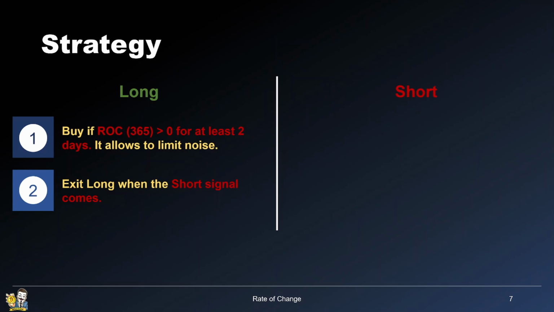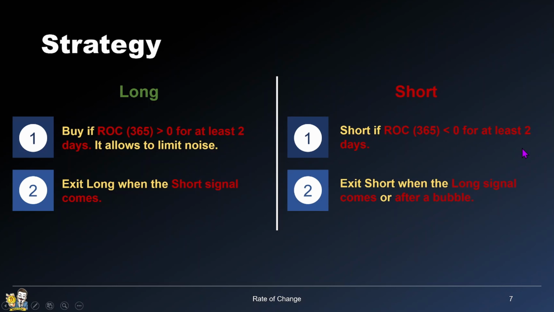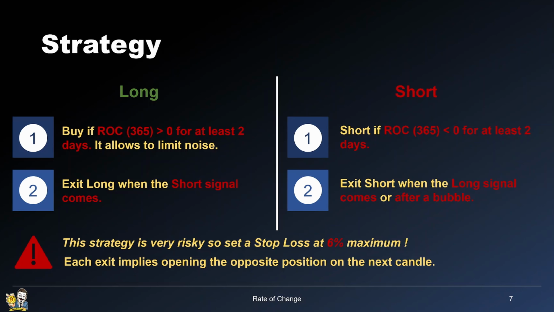For the short strategy, we go short if the 1-year ROC is negative for at least 2 days. And we exit when a long signal comes, or after a bubble. Important: this strategy is very risky, so please set a stop loss of maximum 6%, and every exit implies opening the opposite position on the next candle.